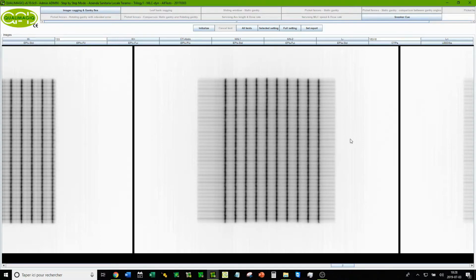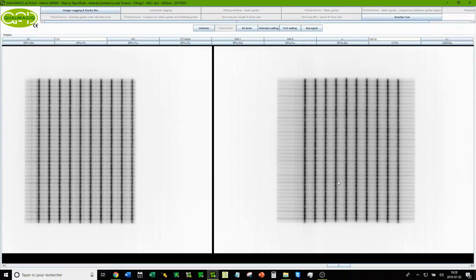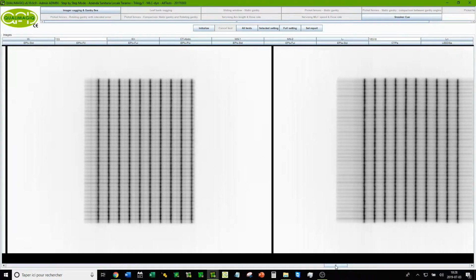We must, however, also take into account that the sagging of the portal imager has an impact in the right-left direction. The sagging of the portal imager in the image will blur the slits. As you can see, the slits on the left are clearer, so for the right-left this is due to the sagging of the portal imager. The impact of this sagging also needs to be removed from the results.